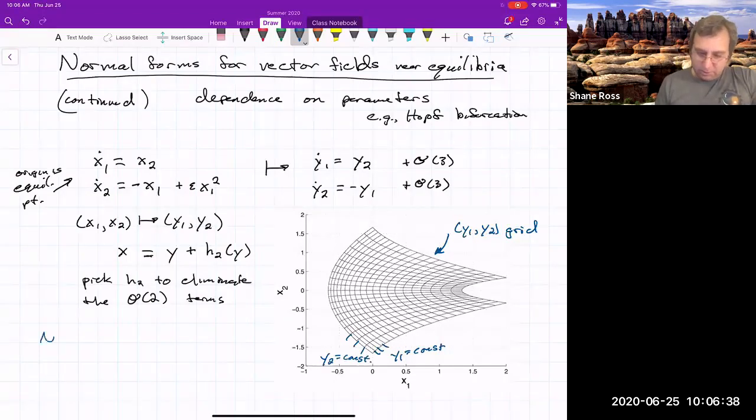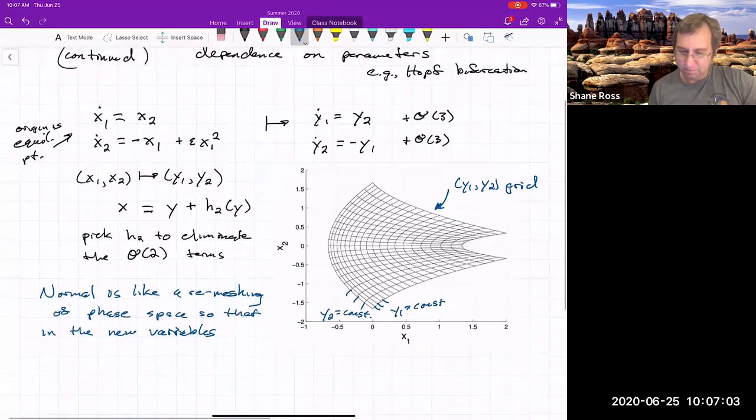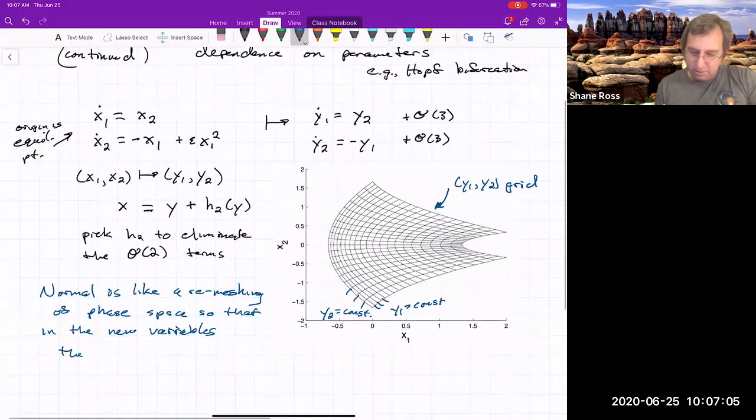So the normal form is like a remeshing of phase space, so that in the new variables, the dynamics are simpler. And, you know, it would have been hard to guess ahead of time what this remeshing looks like.